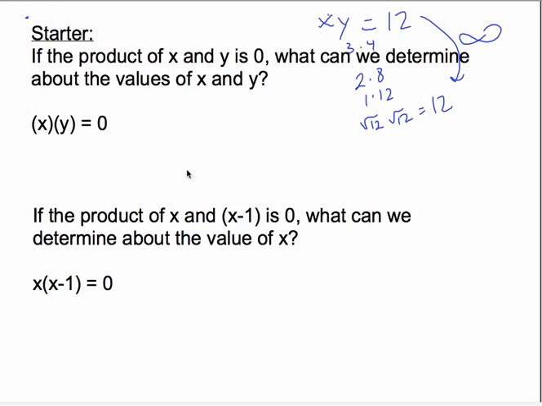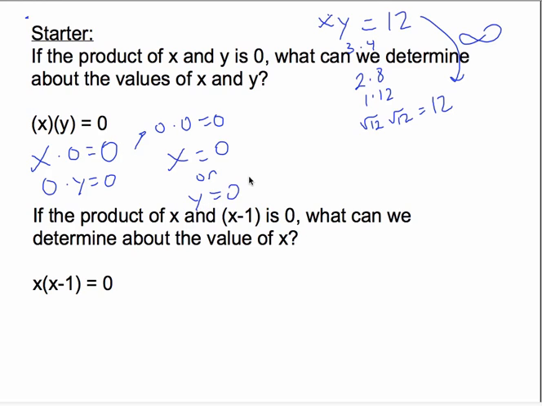Okay, but for x times y equals 0, that's a little bit different because the only way to get 0 is if one of these numbers is 0. So it could be x times 0 equals 0, or 0 times y equals 0, or it could be even 0 times 0 equals 0. Okay, so we know that by looking at this, x equals 0 or y equals 0, or both. Okay, so that's the key there.